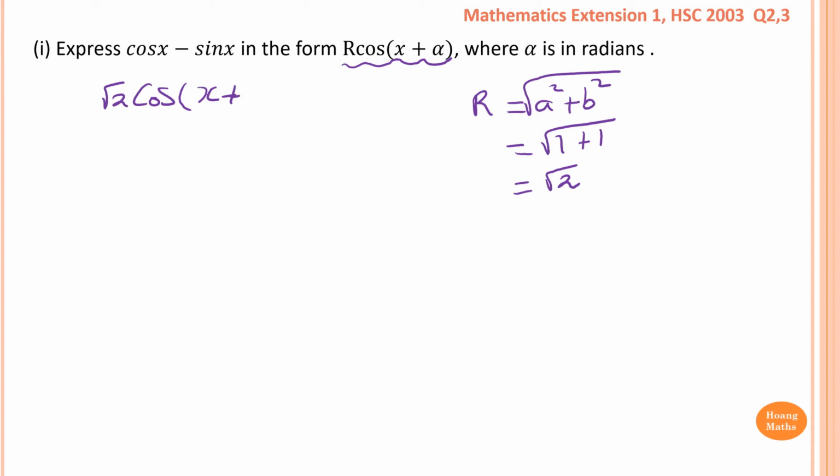Now to find alpha, tan of alpha is b over a. b is 1, a is 1, so therefore tan of alpha equals 1. So alpha must equal pi over 4. So this is plus pi over 4.